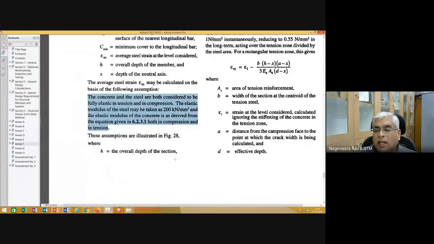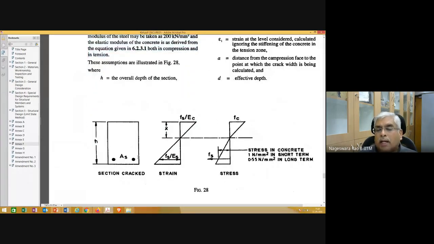Anyway, here that is what is meant, or a more general figure is what I showed you on this slide, but the code is also giving you a figure. A cracked section, overall depth is h, As is the area of steel, and there is a small mistake here: this should be fc divided by Ec. It should be fc divided by Ec, and this is a strain diagram. And then this is the stress diagram, and something is written here. We'll see what this is in a while. Any question on this diagram?